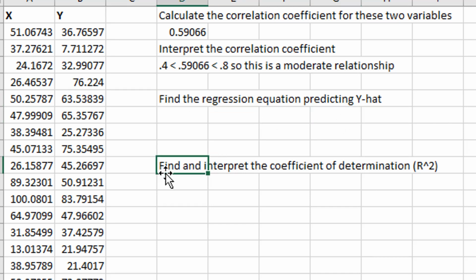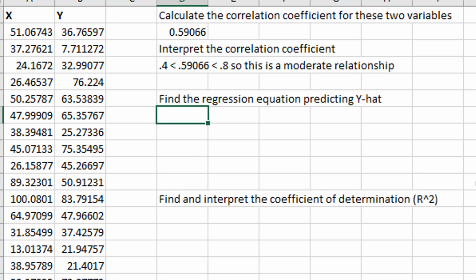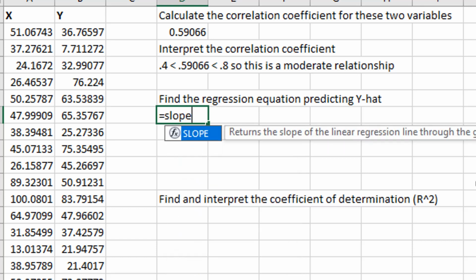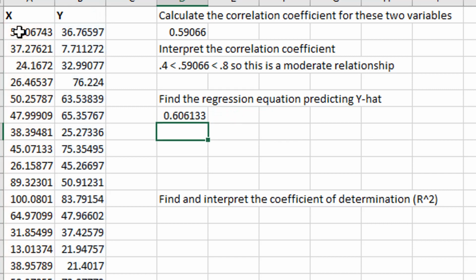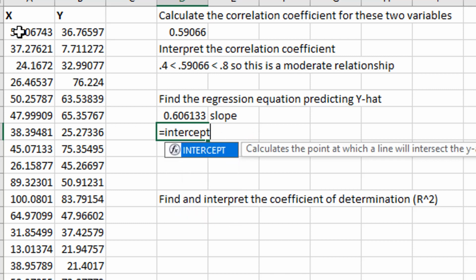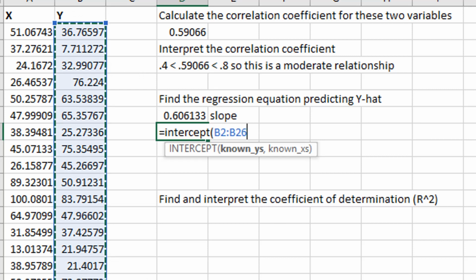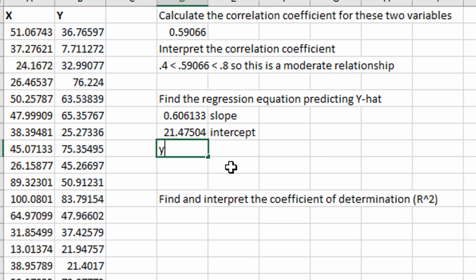Let's find the regression equation and try to predict y, for predicting y hat. So as we've done before, we can get the slope. That's using the SLOPE function. Select the y's. Now it's important that you do y first and then you do the x's second. It will give you a totally different number if you do it the other way. That's my slope, and my intercept I'll do next. Equals INTERCEPT, parenthesis, again, select my y's, comma, select my x's. That's my intercept, that's my slope. Y hat equals 21.475, I'm going to round to three decimal places, plus 0.606x. That's my regression equation for predicting y hat.